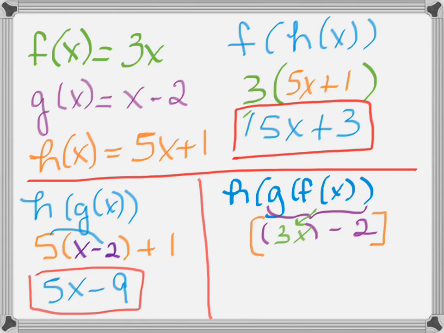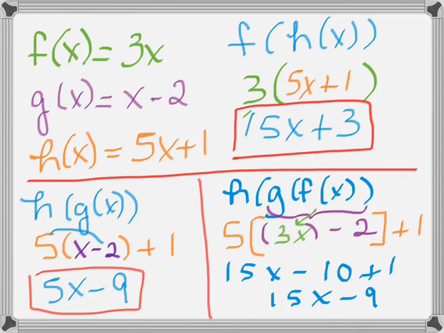Then we replace that in a set of brackets because we've already used parentheses, so we have brackets. And now we're putting this function into the h of x function. So a 5 goes in front, plus 1 in the back, and then we multiply in, giving us 15x minus 10 plus 1, which gives us 15x minus 9.